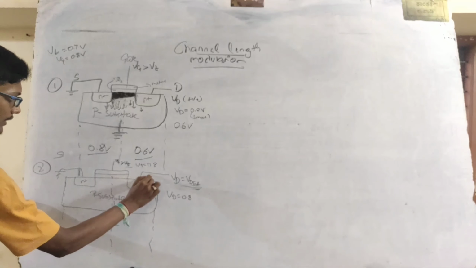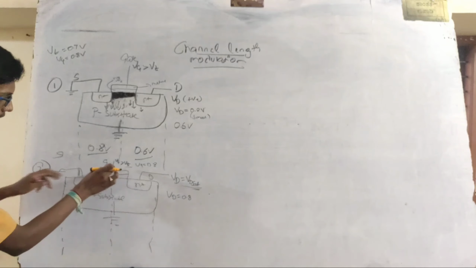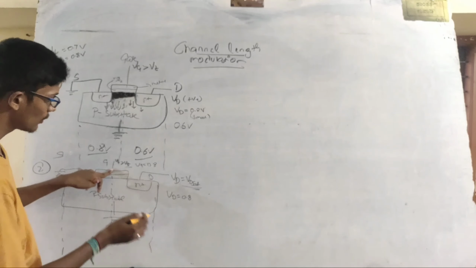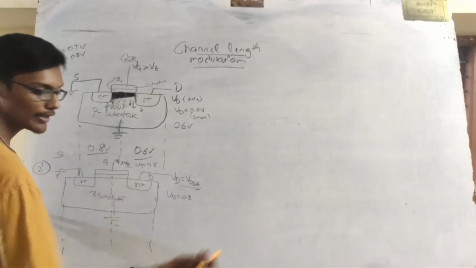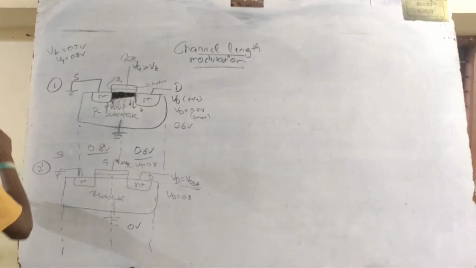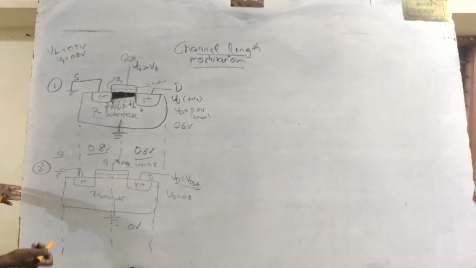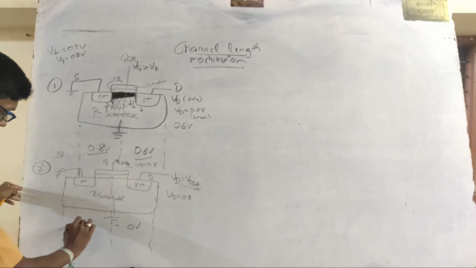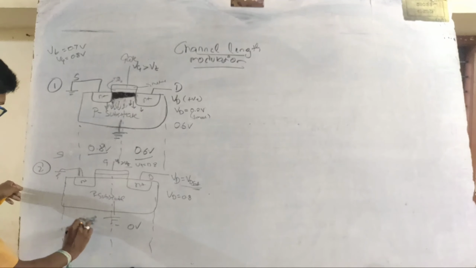This is source, this is drain, and this is gate. Fine. So what happens? The potential between gate and drain voltage will be 0, because 0.8 is Vg and Vd is also 0.8. So 0.8 minus 0.8 will be 0 volts. Fine. So on this side, again 0.8 minus 0, as the source terminal is grounded. Sorry, this will be 0.8 volts.